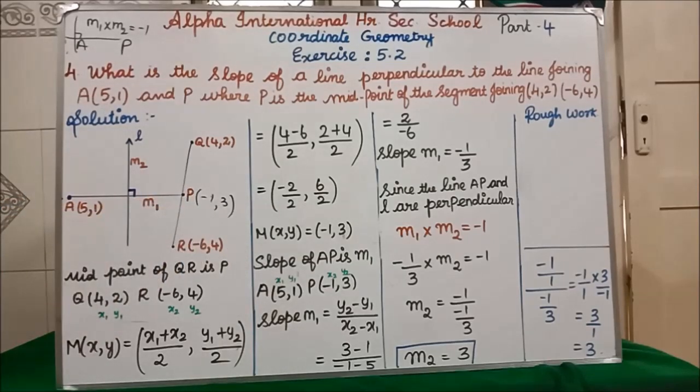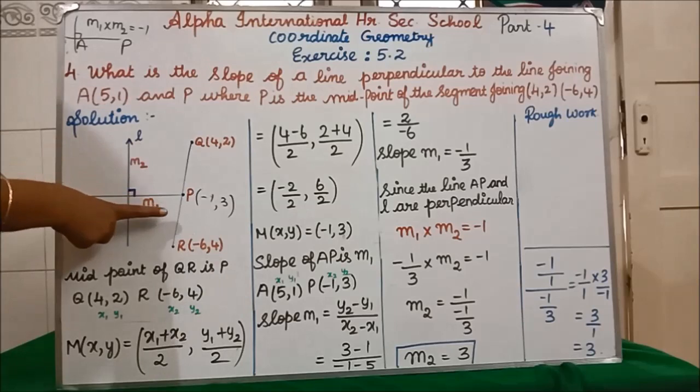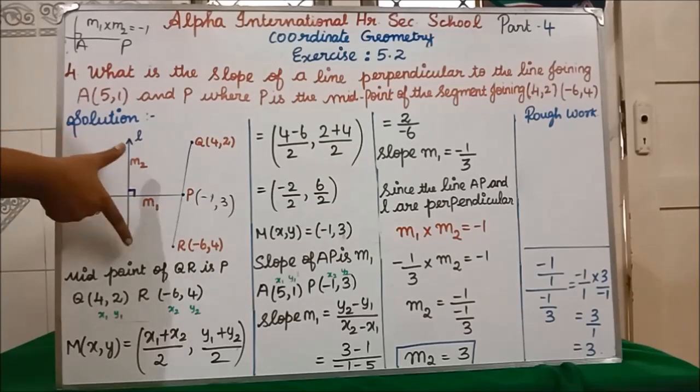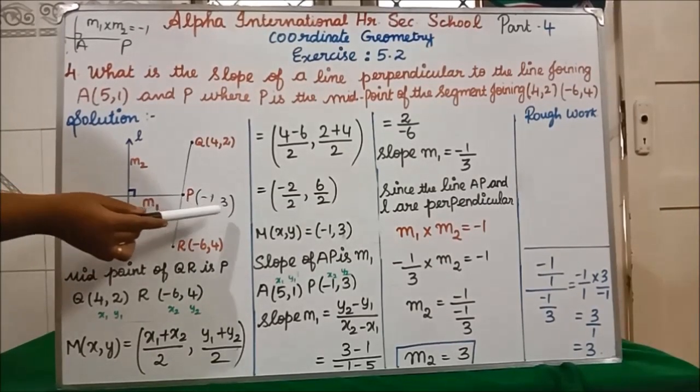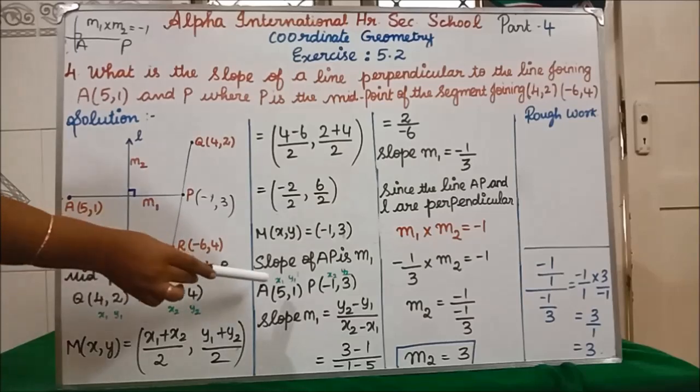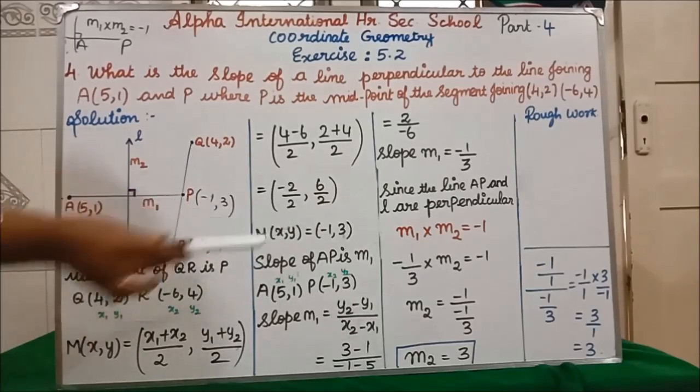Now first we have to find the slope m1. Since it is perpendicular we will have two slopes, isn't it? So this is slope 1 and this is slope 2. Slope m1 and m2 are perpendicular. Slope of AP is m1 we have taken. The A value the question itself gives: A is (5, 1). P value we have found is (-1, 3). This is our x1, y1. That is our x2, y2.